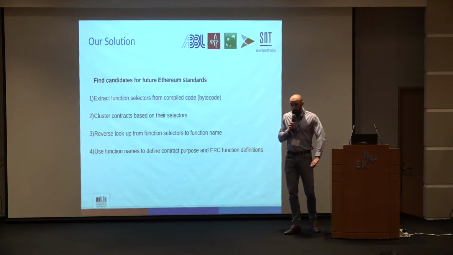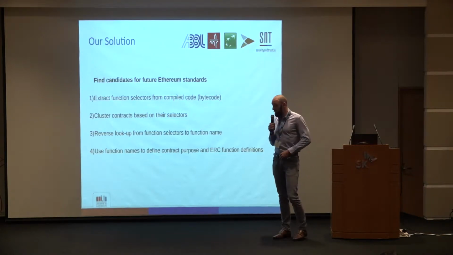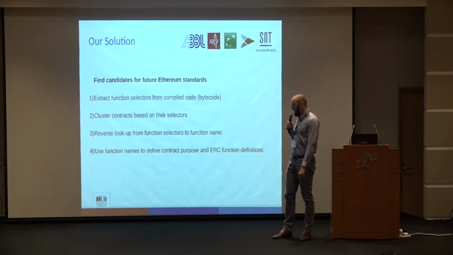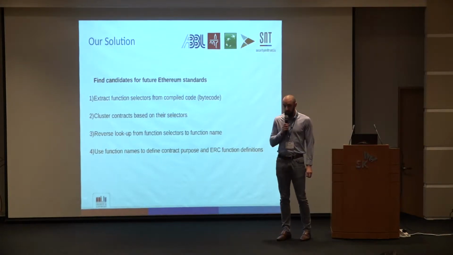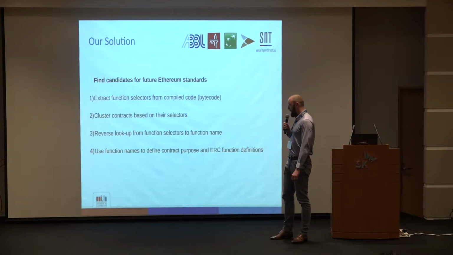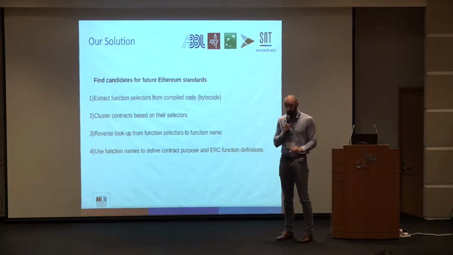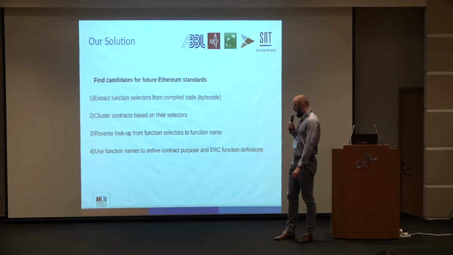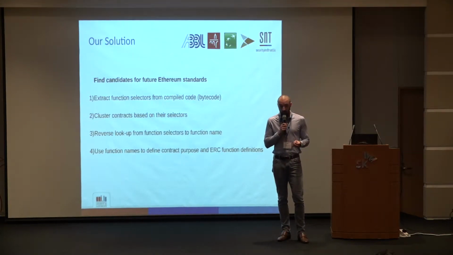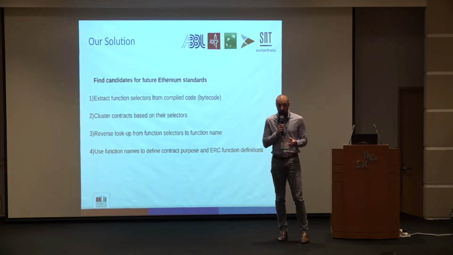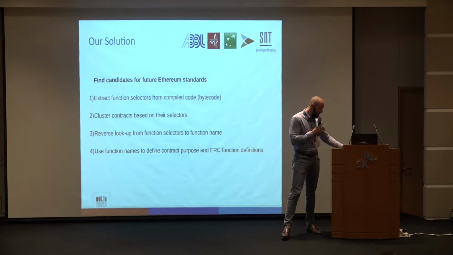So what did we do? Well, we extracted function selectors from the bytecode, since they're always present and available there. We cluster the contracts based on these selectors. We perform a reverse lookup to go back from function selectors to the function name. I'll explain how we do that in a couple of slides as well. And then we use these function names to try and define what our clusters are doing. So do our clusters have purpose? Are they an existing ERC? And if not, can we define any new ERCs? Are there any candidates out there?